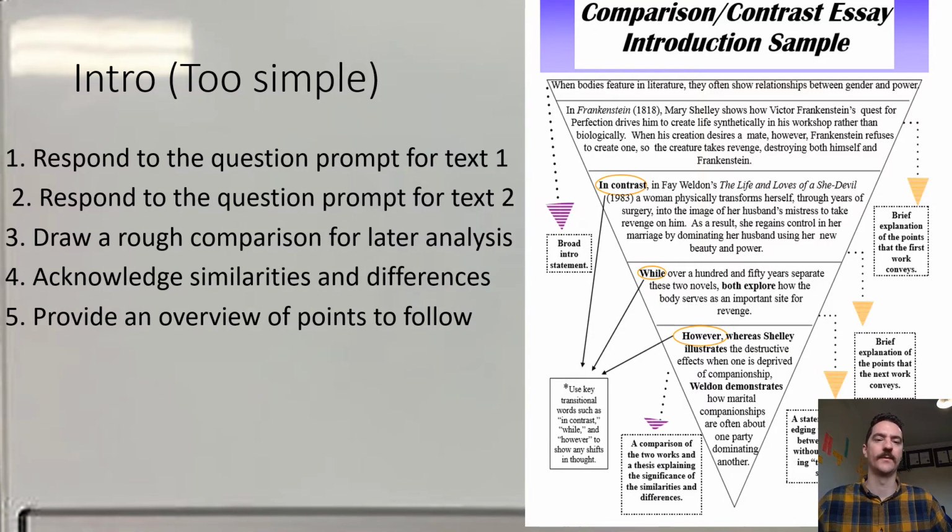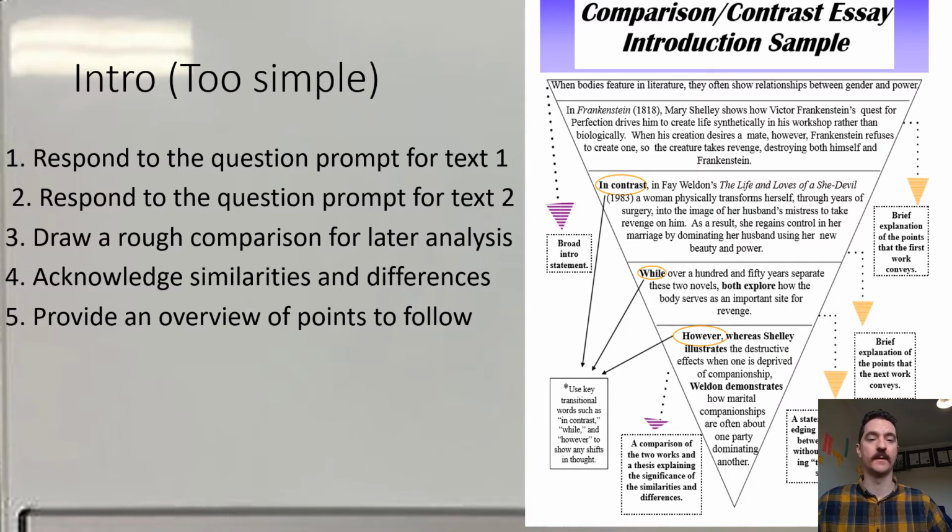So I've got here intro too simple, but this is pretty much all you'll need to do. Basically respond to the question or prompt for the first text, the question or prompt for the second text, draw a rough comparison for later analysis and acknowledge similarities and differences, and then just do a first, second, third that will say what you're going to talk about in what order.